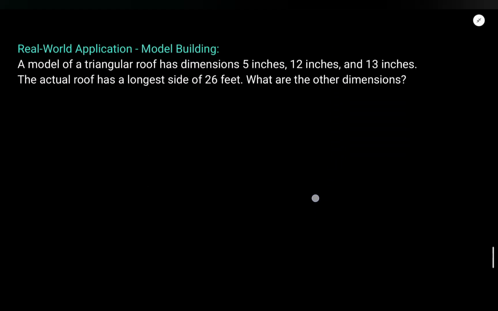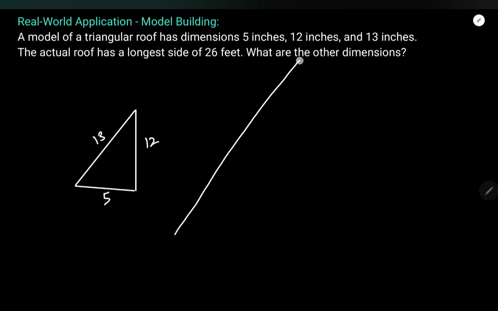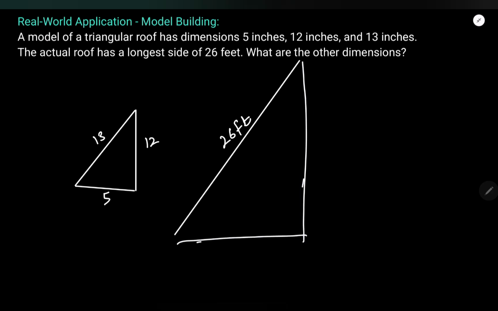Okay, next we have a model of a triangular roof. This is a triangular roof, right? And they are saying that this is a triangle, this is 13, this is 12, this is 5. Now they are saying the actual roof has a longest side of 26 feet. Now they are asking what are the other two dimensions, this and this. We need to find this.